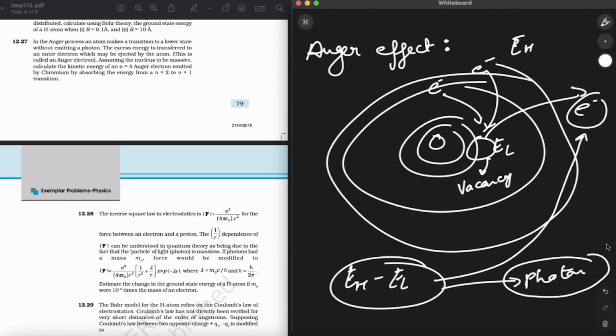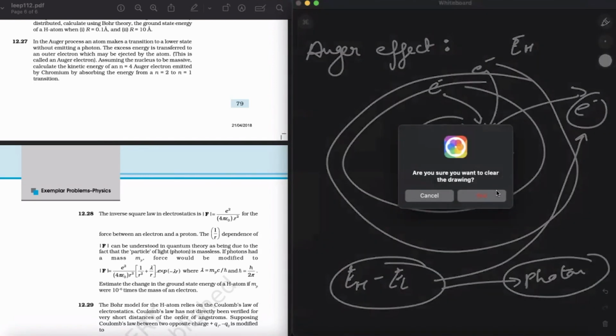So if this electron is ejected from the atom with an energy equal to this, it will move with some kinetic energy. That is the energy lost by the electron in the downward transition, minus the binding energy of the electron that has been ejected from the atom. This is the whole concept behind this. I'll draw a diagram for you to understand this.